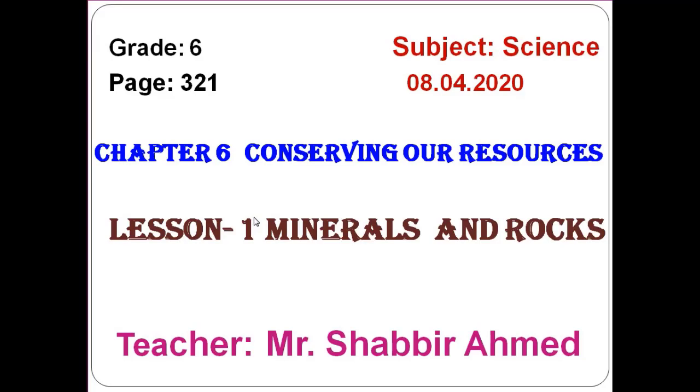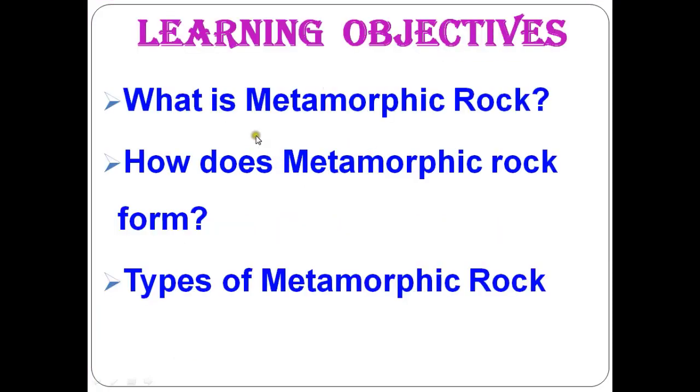Today in the subject science for grade 6, we are going to continue our lesson from chapter 6, that is conserving our resources. From this chapter we are studying the first lesson, that is minerals and rocks. From page 321 we are going to continue our lesson. For today's lesson we are going to see what the learning objectives are. So let's open page 321 and see the learning objectives of today's lesson.